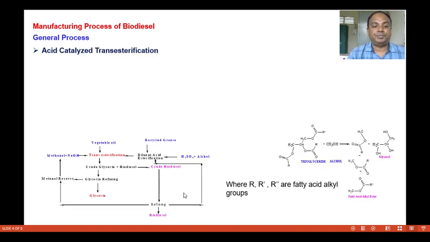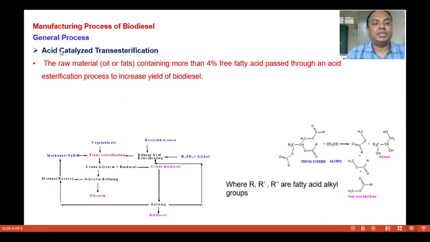So this is a flow sheet, and in this flow sheet you can see that the raw material, vegetable oil or any raw material, grease or fats, or soybean oil or any recycled oil can be used as a raw material over here. This raw material is transesterified. There is a choice for us: this raw material can be transesterified in two ways. The first one is the acid catalyzed transesterification.